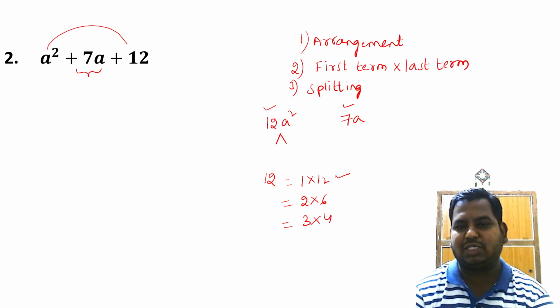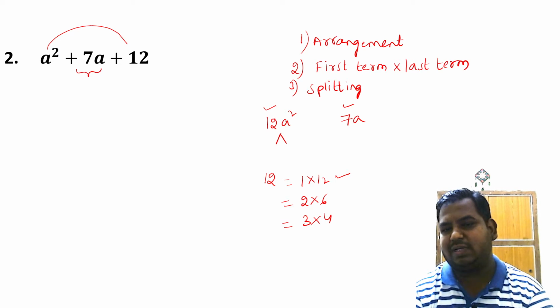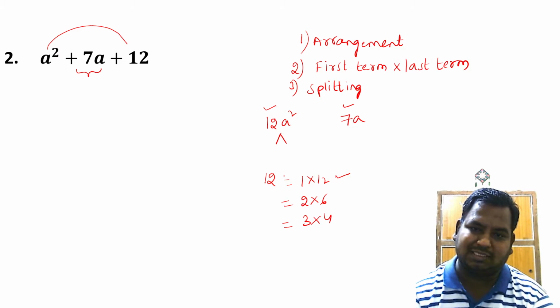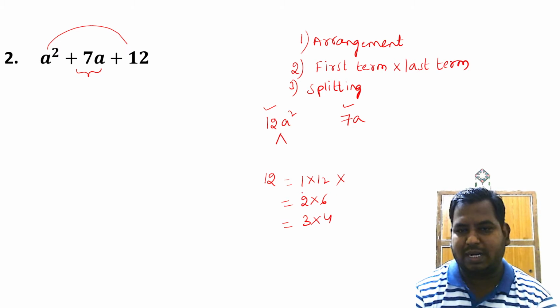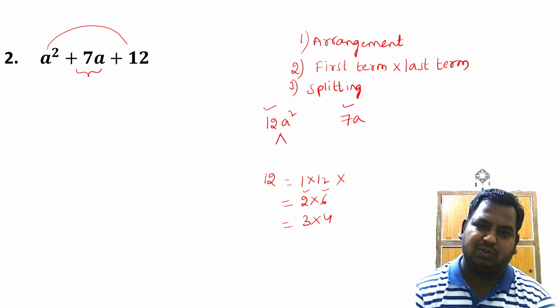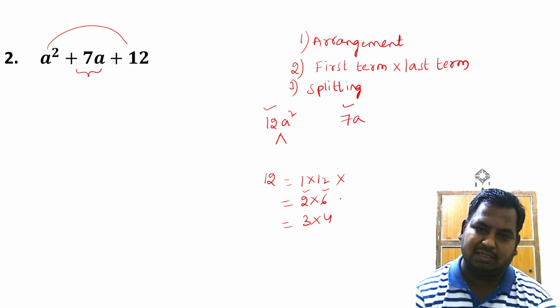No, because 1 plus 12 is 13. 1 minus 12 is minus 11. We need 7. So the first pair is not acceptable. Now we look into the second pair. 2 and 6. 2 plus 6 is 8. 2 minus 6 is minus 4. We are not getting 7. So even the second case is not acceptable.